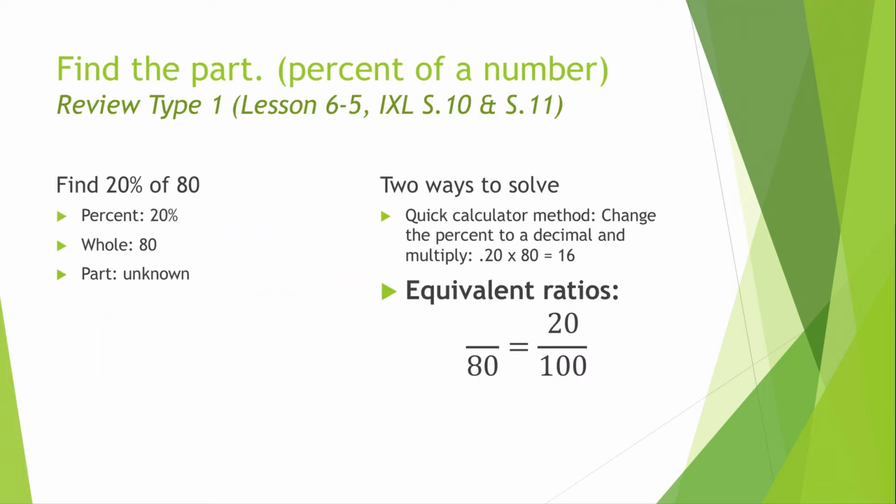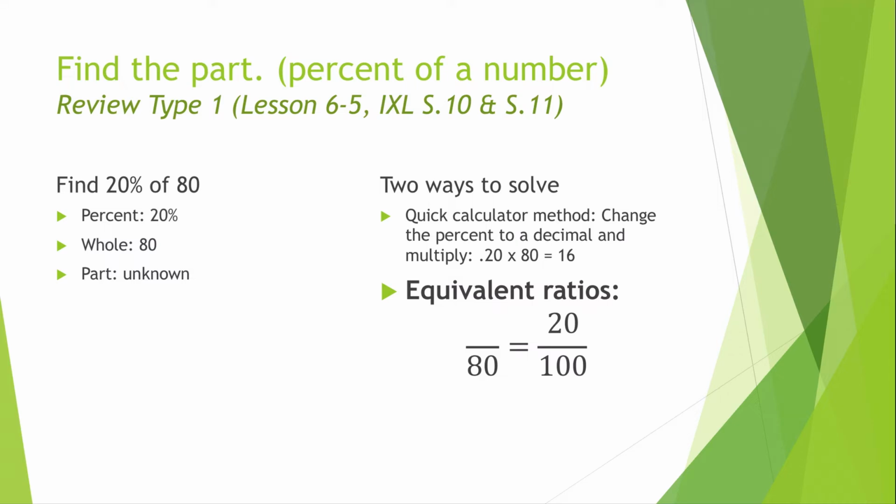So going back to the type 1 questions, when we were doing this on lesson 6.5 on Monday with IXL S10 and S11, you had to find 20% of 80. So in that sentence, find 20% of 80, 20% is the percent. The whole or total is 80 because that's what you're taking the percentage of. And the part is the thing that's unknown.